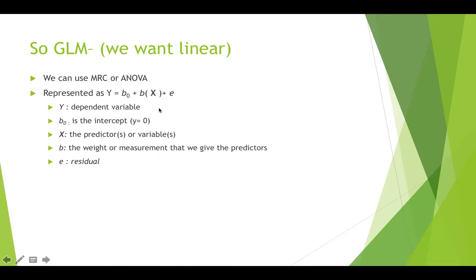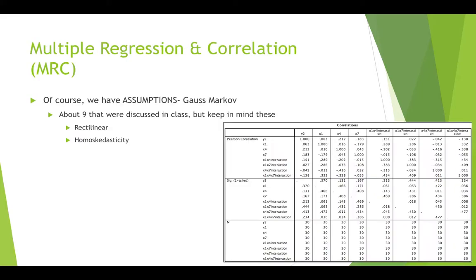So y is a dependent variable, b naught is the intercept, where y equals 0, x is the predictor or our variables. You can have multiple of those, and b is the weight that we associate to those predictors, and e is our residual, or it's called error. We can break down the general linear model into MRC or ANOVA. I'm going to start with MRC, so multiple regression and correlation, and that's going to use exactly what we're saying. We're looking at correlations and we're looking at regressions.